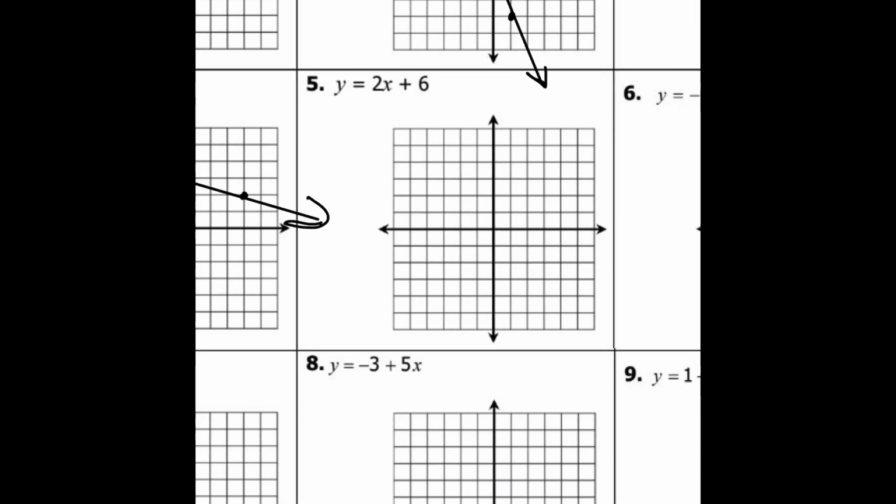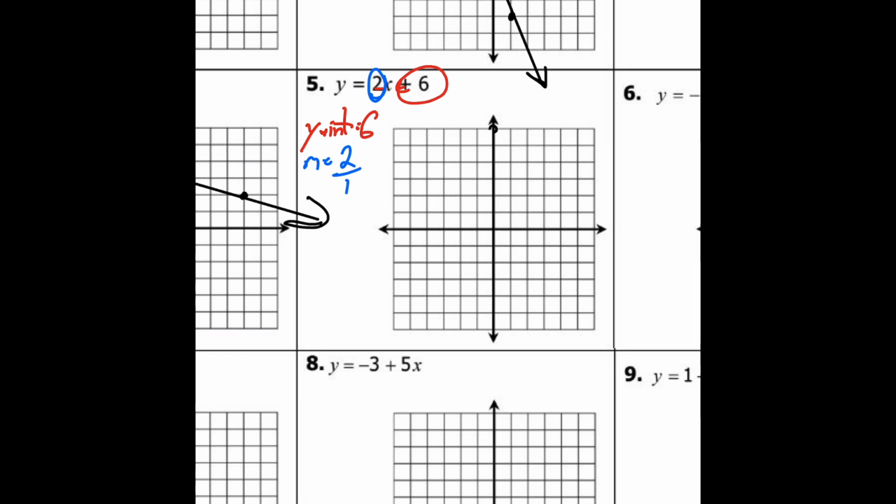Number 5. Y-intercept. Slope. Slope equals 2. It's a whole number. I'm going to put it over 1. My y-intercept equals 6. So I'm going to go up 6 on my y-axis.